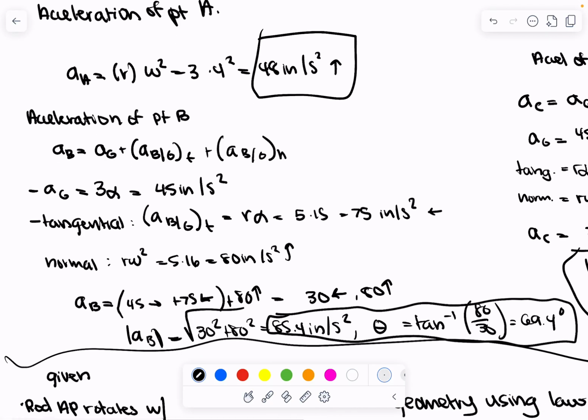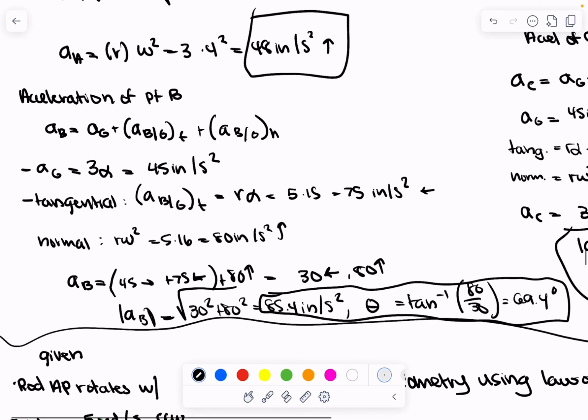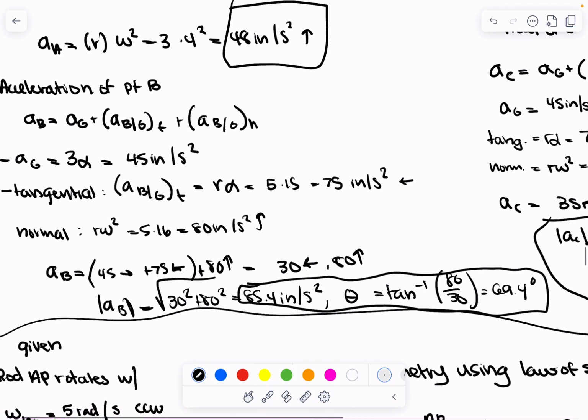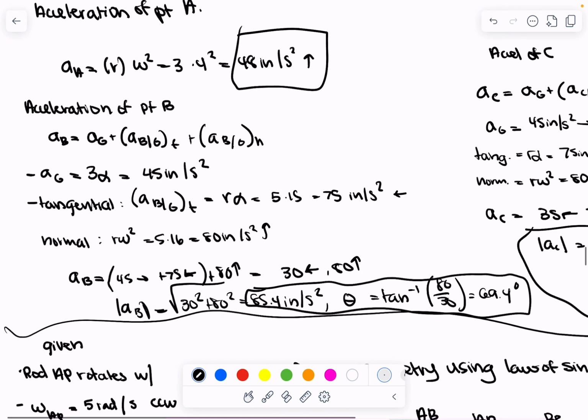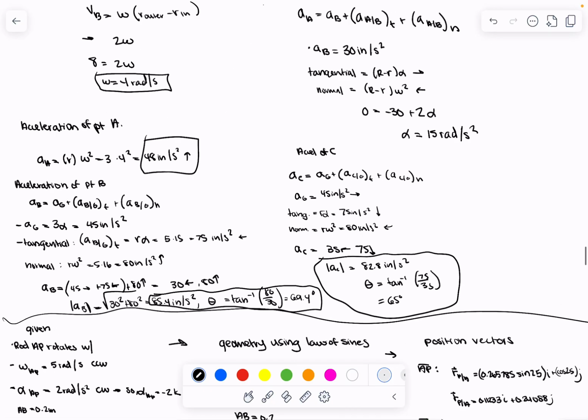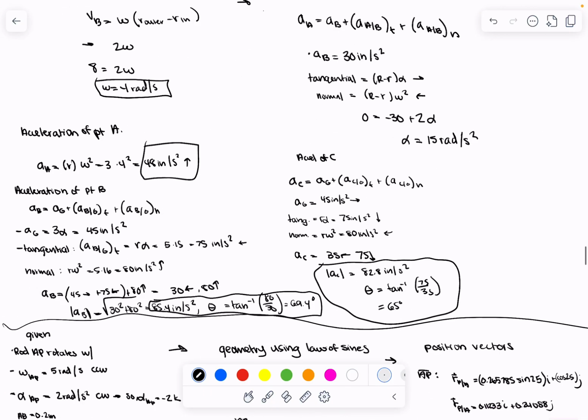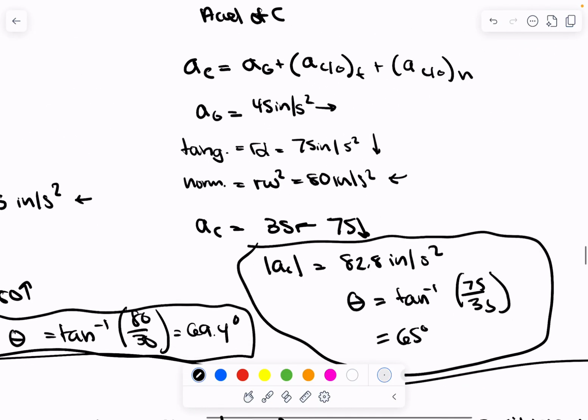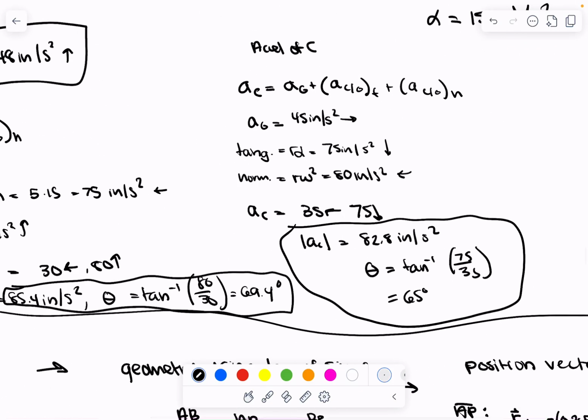The acceleration of point B is 85.4 inches per second squared, and theta is tan inverse of 80 over 30, which is 69.4 degrees above the horizontal. And for our acceleration of C, you get 82.8 inches per second squared, and theta is tan inverse of 75 over 35, which is 65 degrees.